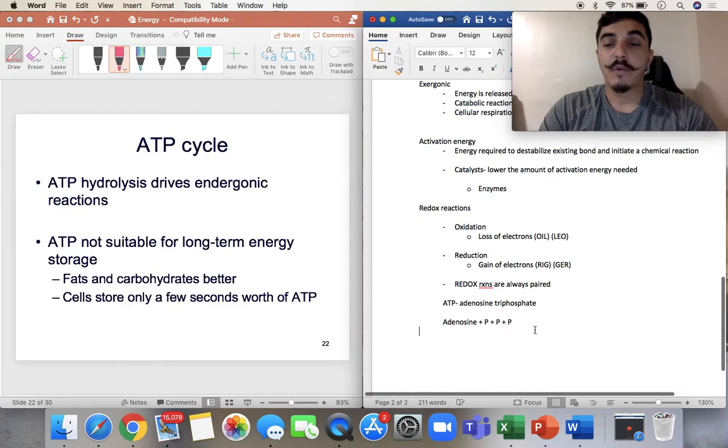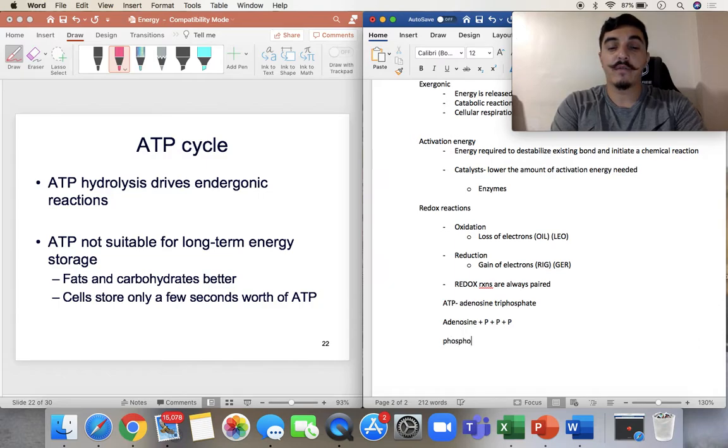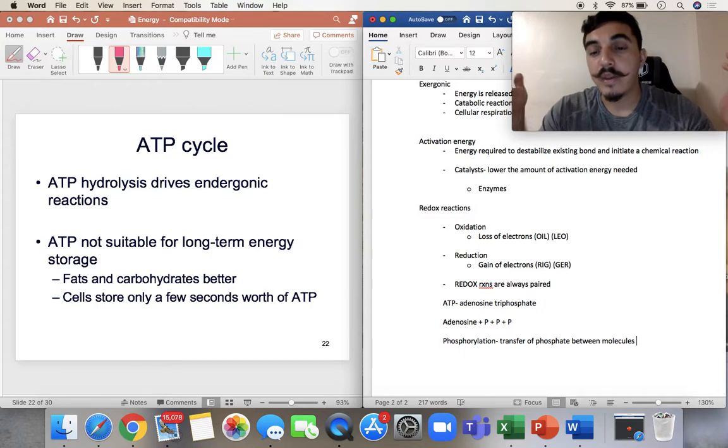ATP, you have a term called, okay, so every time there's a P that's added or a P is released, there's a term called phosphorylation. Ooh, pretty fancy. That just means phosphate or transfer of phosphate between molecules. Okay, so you're just adding or removing a phosphate, phosphorylation. It's the biggest definition.